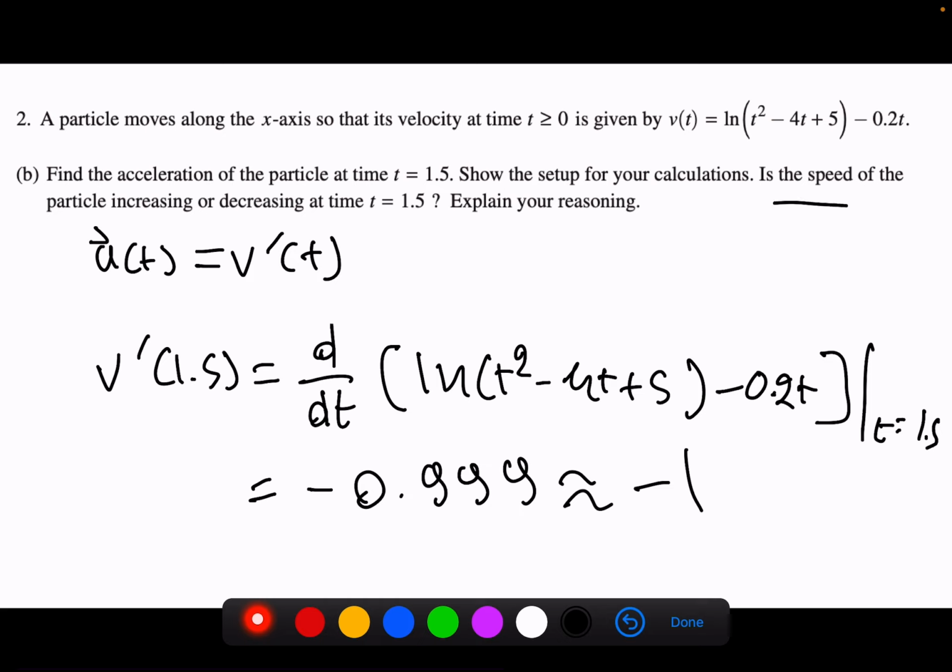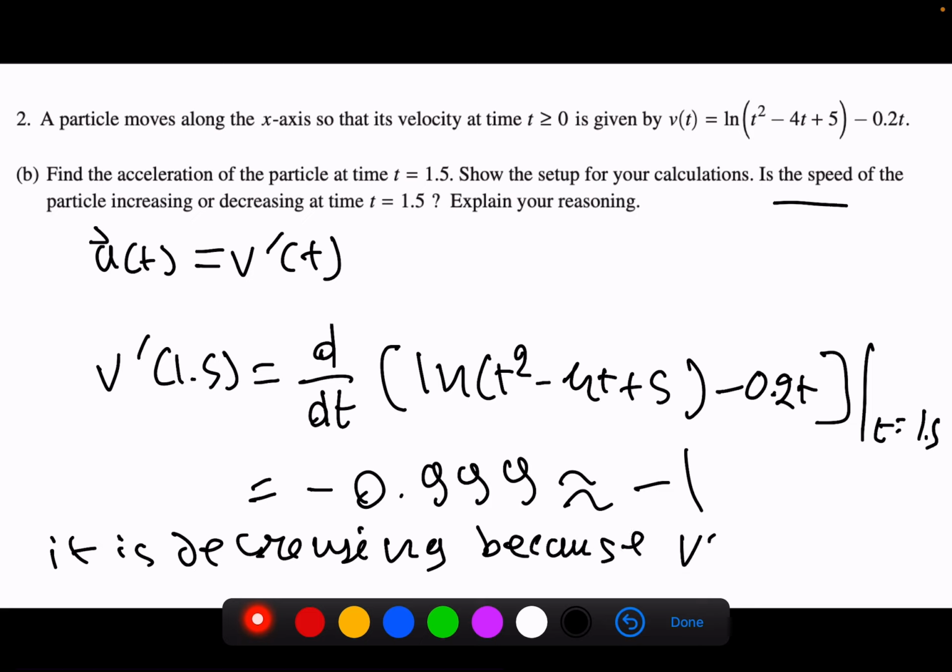And is the speed of the particle increasing or decreasing? It is decreasing because v prime of t is less than 0, and this is what I would do.